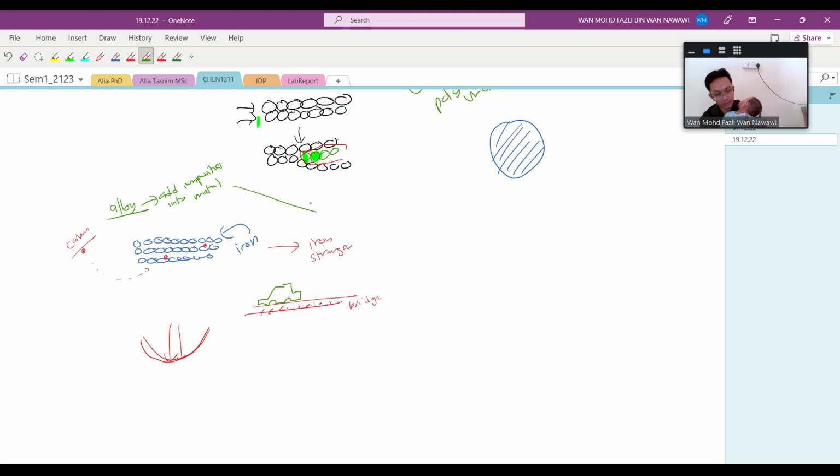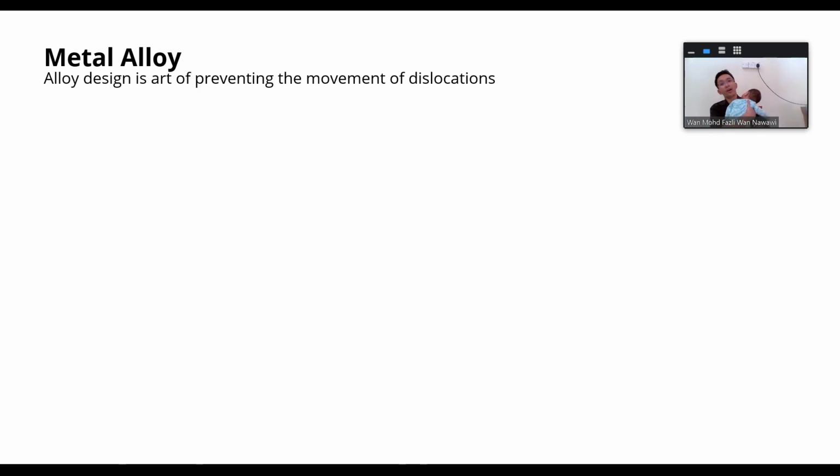So the key principle of alloying is that it arrests the dislocation in the metallic lattice. They arrest or interrupt the dislocation from moving in the metallic lattice. That is the idea of alloying: an alloy is the art of preventing the movement of dislocation.